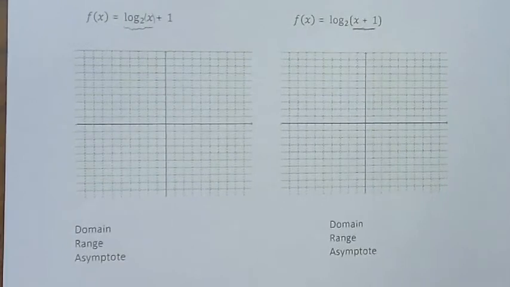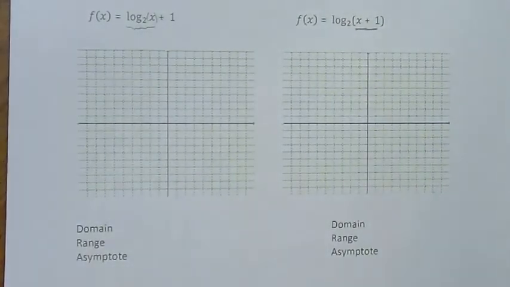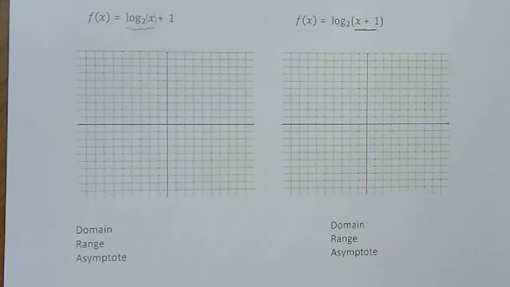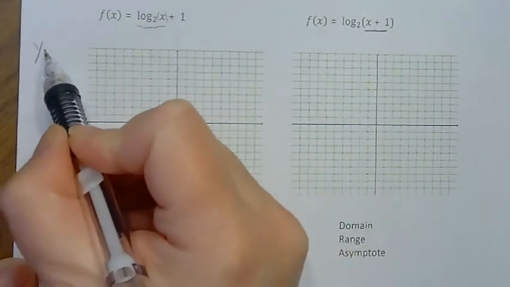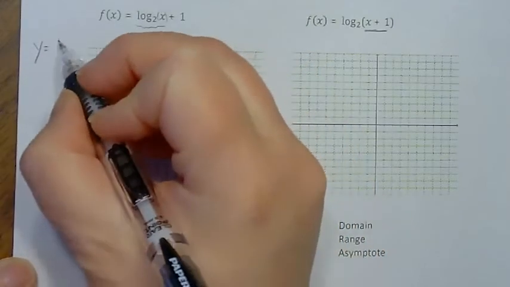So let's see if we can see the difference between what would happen if I add 1 at the end or if I have the 1 with the x. Let's see what that changes. So let's start with this one, and I'm going to go ahead and change it to an exponent to graph it.